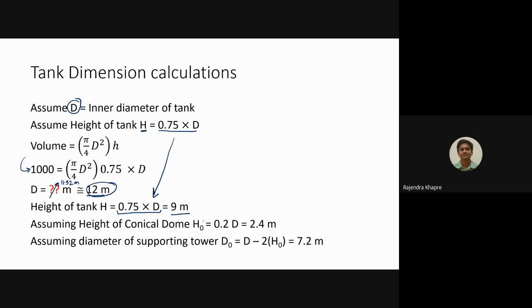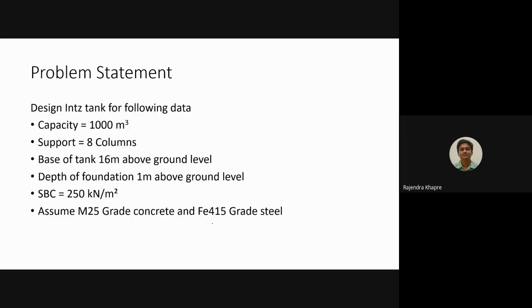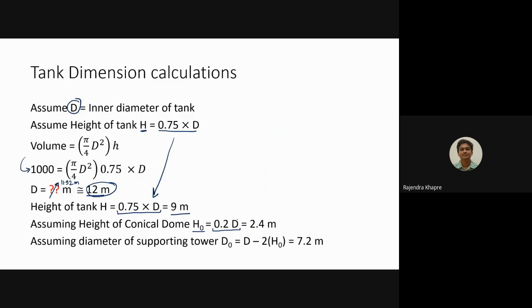Now with the help of this, we have to find out the other dimensions. Let us say we have a conical dome. Usually its height is called h0, and for this bottommost conical dome we take this as 0.2 times D. If you refer to this figure, I am talking about this bottommost conical dome. So this height is 0.2 times D. If you take D as 12 meter, your h0, the height of the bottommost conical dome, comes out to be 2.4 meter.